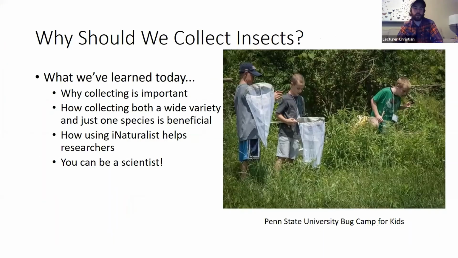So to recap what we've gone over today, we learned why collecting is important. Basically, you learn how to identify insects and measure biodiversity. We also learned how collecting both a wide variety and just one species is beneficial. With a wide variety you can measure biodiversity in your area, or with just one species you can tell the spread of an invasive species.